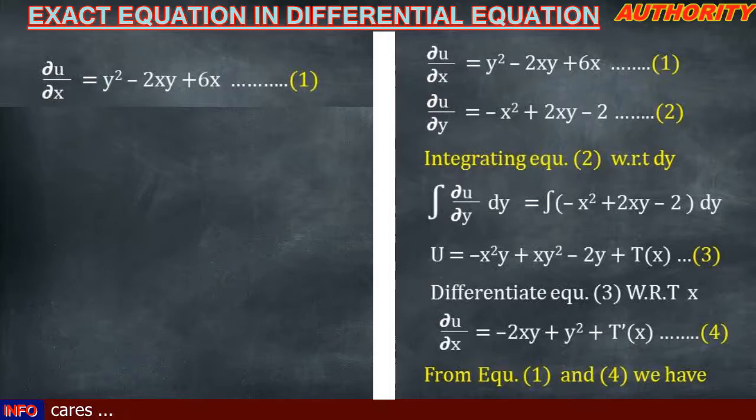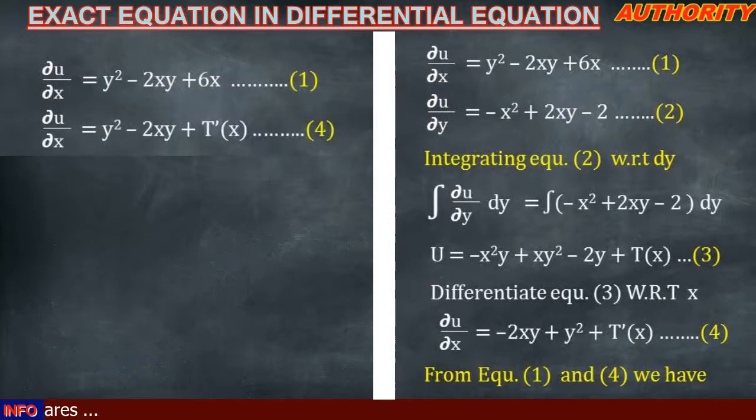All right? We say equation 1, right? Good. And then we have equation 4. The equation 4 that we have, we say the partial derivative of u with respect to x is equal to minus 2xy plus y squared plus t prime of x. Please, let's compare these two equations.